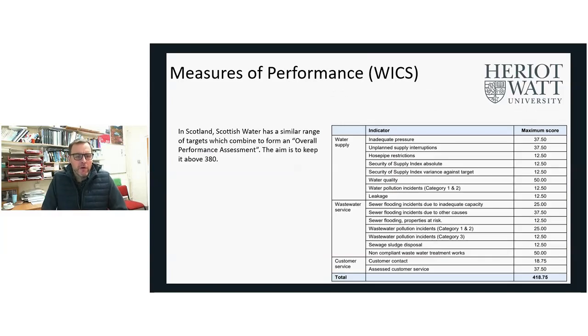Okay, so this is for Scotland, and in Scotland the water regulation is not undertaken by Ofwat, it's undertaken by the Water Industry Commissioner for Scotland, and they operate a similar system to Ofwat, and there have been some comparisons done between English water companies and Scottish Water. So these are the criteria which have to be met in Scotland, and each of these is scored, and you can see there the maximum score that Scottish Water can obtain is 418.75, very accurate. Precise, sorry.